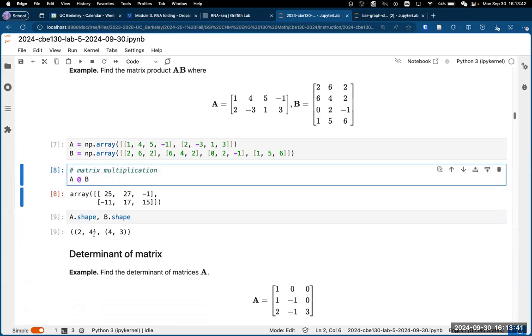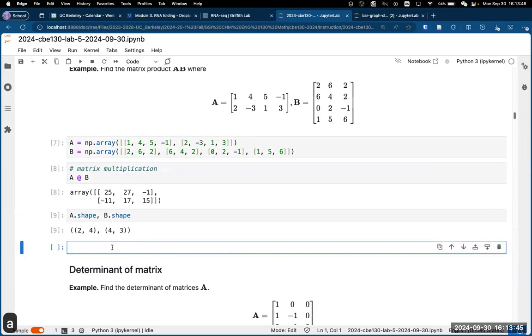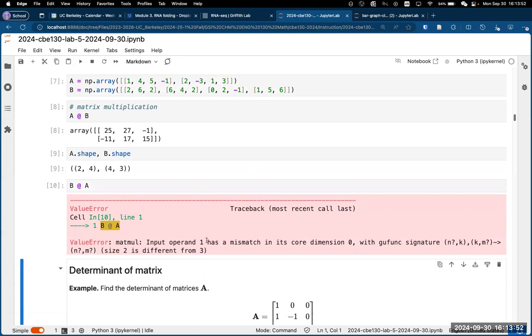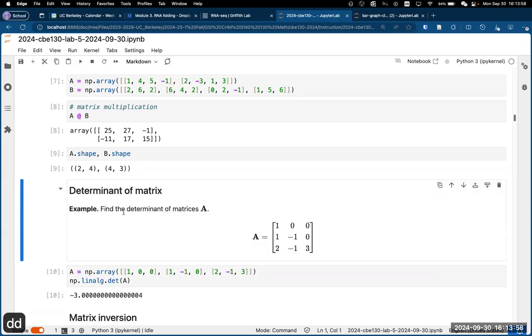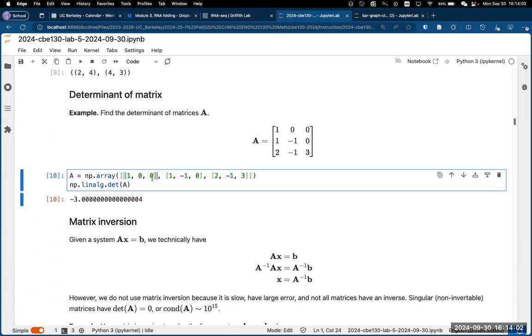If you do the converse, that will not be true. If you do B at A, because their shape doesn't match, it will give you an error. The error here says that there's a mismatch in the dimension because it's 2 times 3. If you want to find the determinant of a matrix, here defined as A, you use in the submodule det, as determinant.